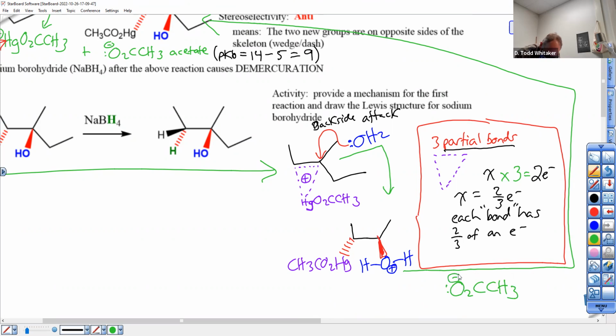pKb of 9 is 10 to the power of 8 better than water, which was pKb of 17. Previous video. Okay, and that finishes that off. And the side product would be acetic acid, right? So here's my side product. I took a blue H, and we had a green O2CCH3. That's acetic acid. I think somebody had a question.